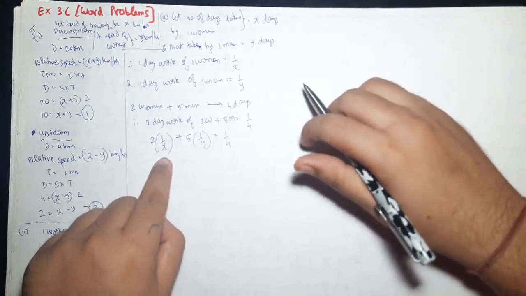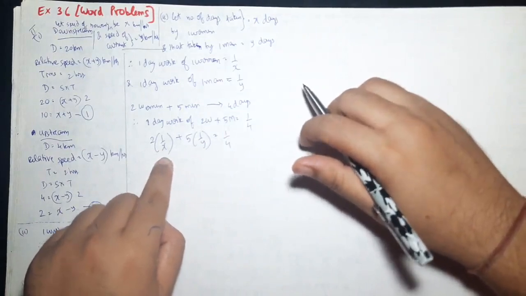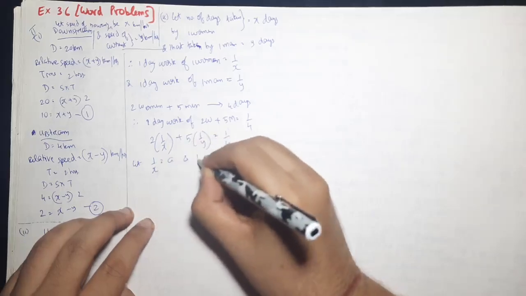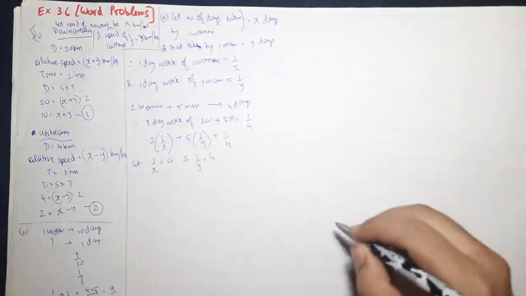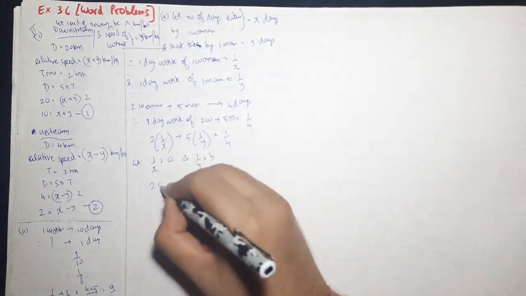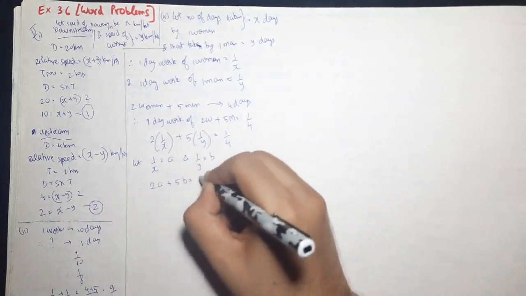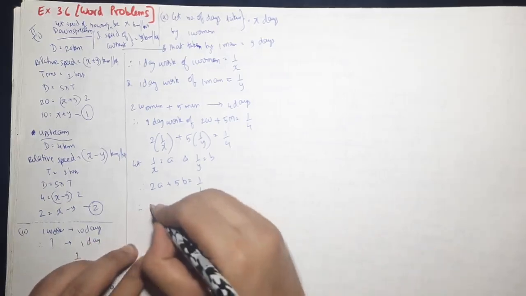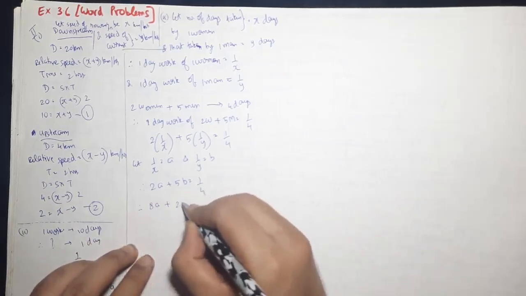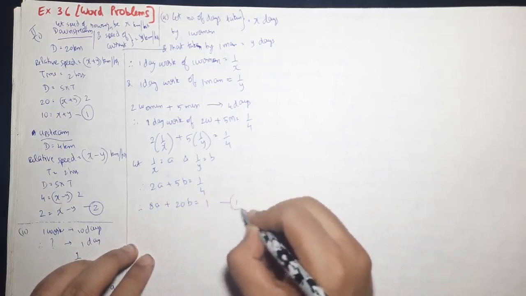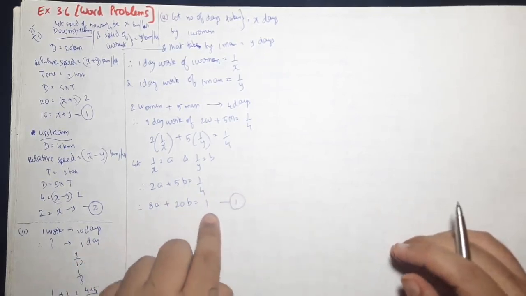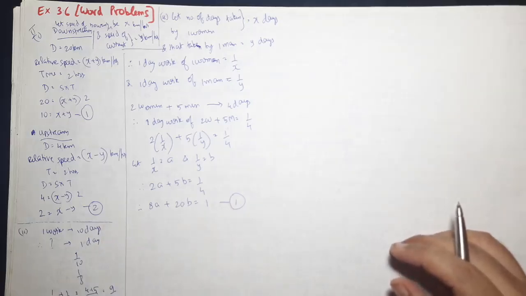And here, as you can see, we have variables in the denominator. So let 1 by x equal a and 1 by y equal b. Therefore, it will be 2a plus 5b equals 1 by 4. This 4 will go to that side. So 8a plus 20b equals 1. I know that 4 is common over here, but I am not taking 4 common because there is nothing common over here. This is my first equation.